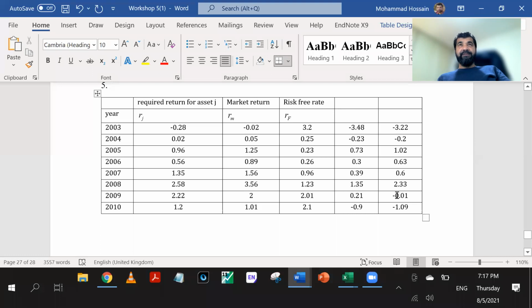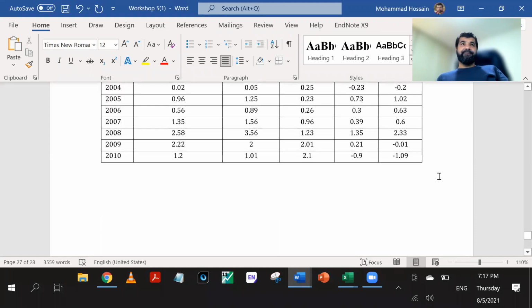So this one is RJ minus RF. This one is RM minus RF. That's it. You got it. Okay.